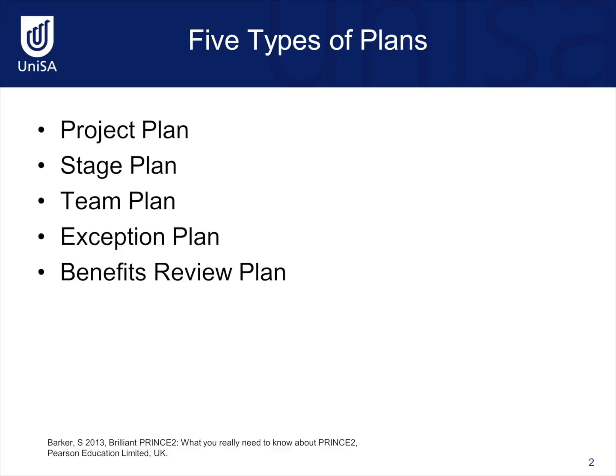There are 5 types of plans that can be created in a Prince 2 project, and I've talked about some of these already in previous topics. The first one is a project plan. We can then have a stage plan, team plan, exception plan, and a benefits review plan. Each of these plans will be discussed in further detail in the following slides.